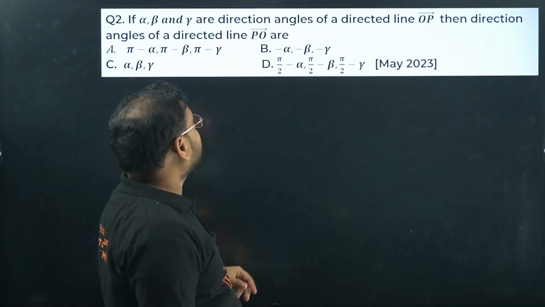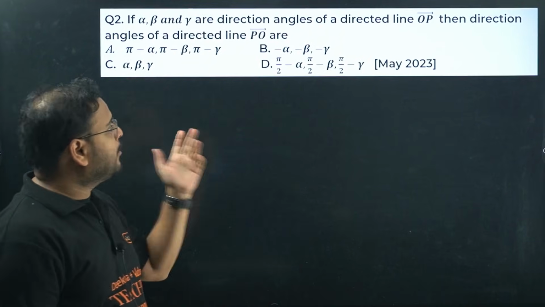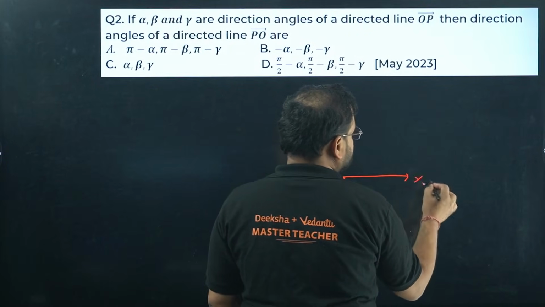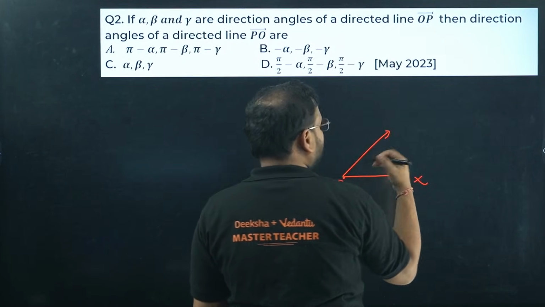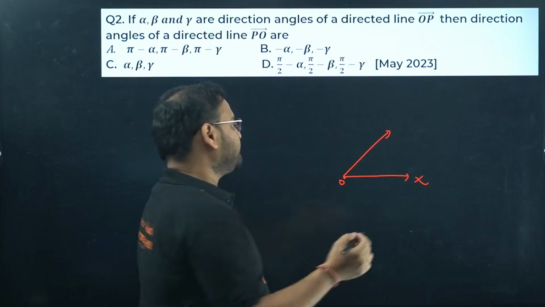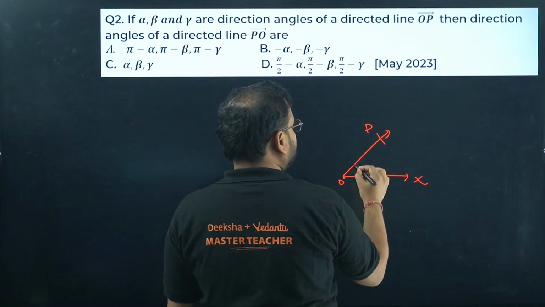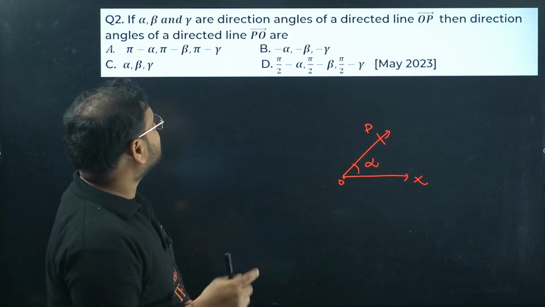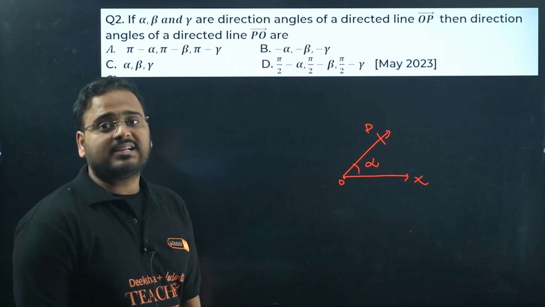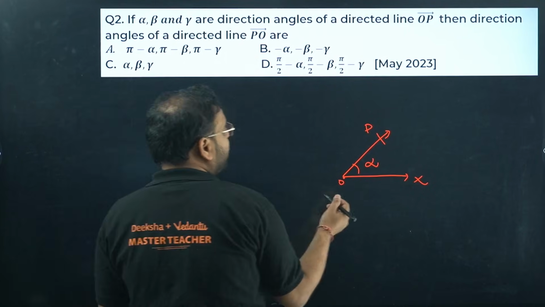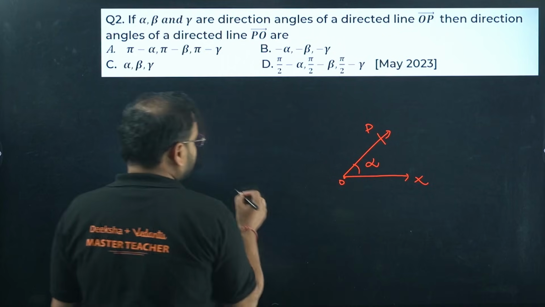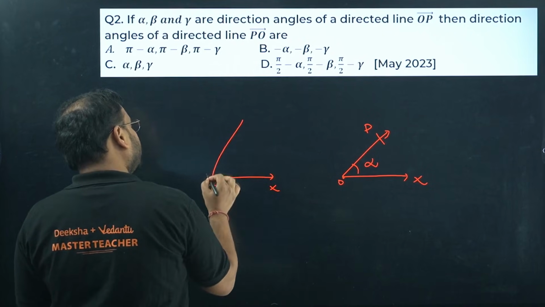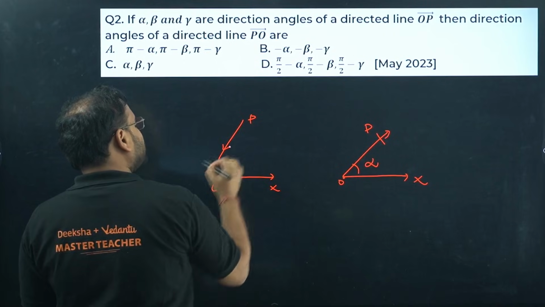Alpha, beta, gamma are the direction angles of the directed line OP. Let's say this is point O and this is the x-axis, and with OP, I'm talking about only one of the angles, let's say alpha. Now we are trying to find the angles for PO. So how do you write PO? PO will be like this. OX is here, this is P, but the arrow will change like this.